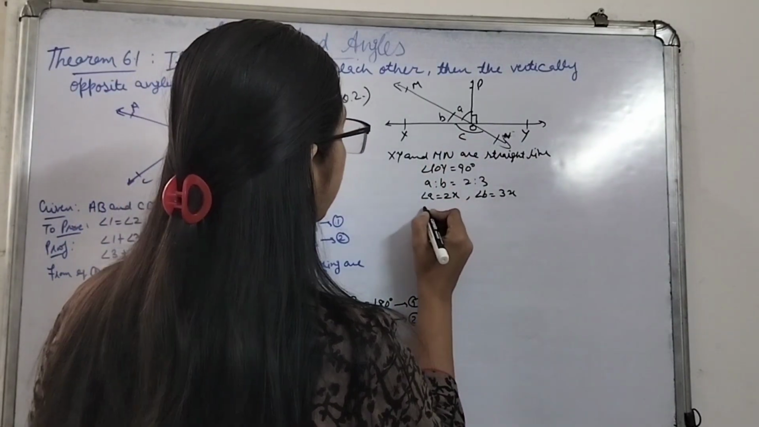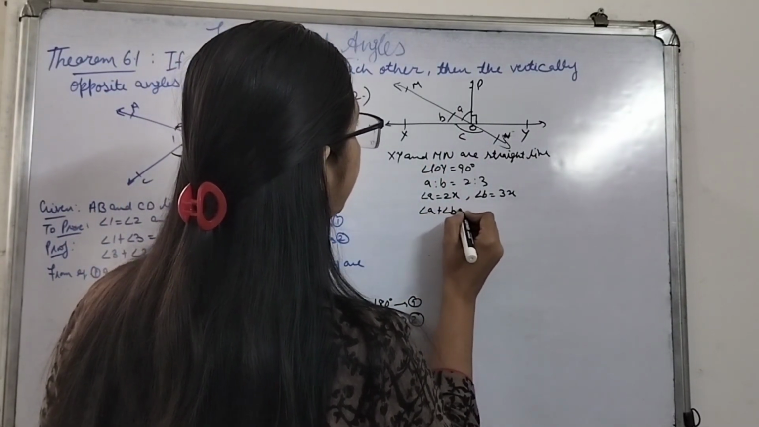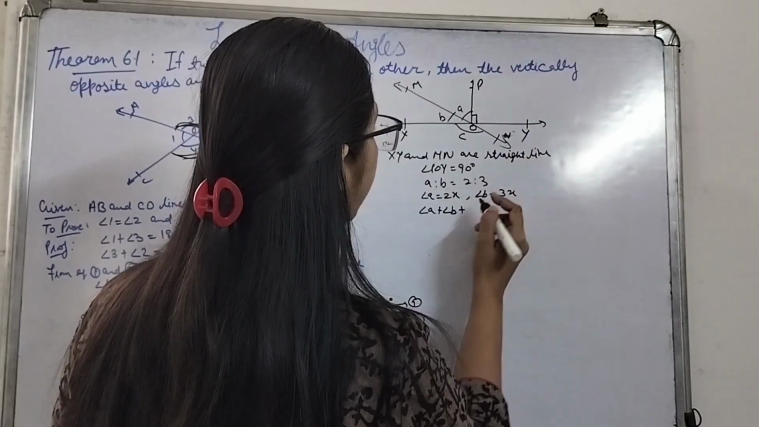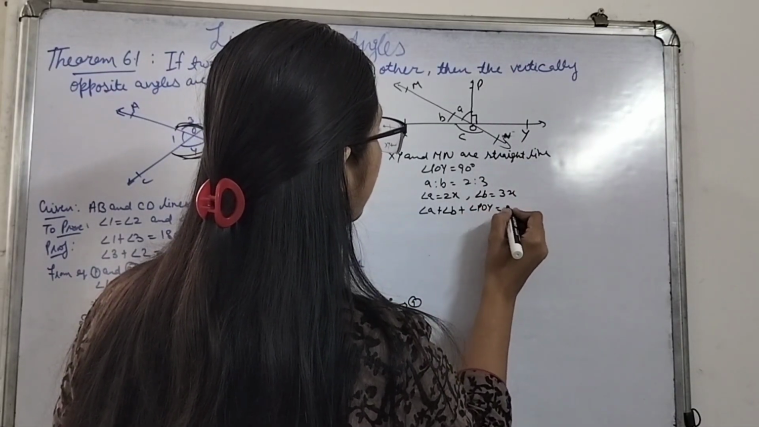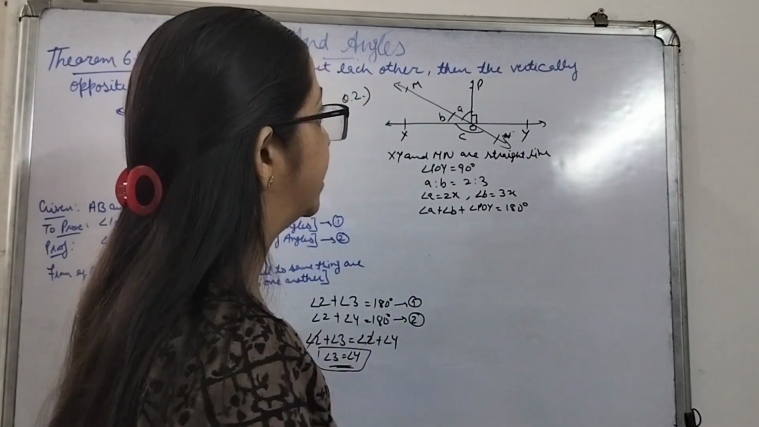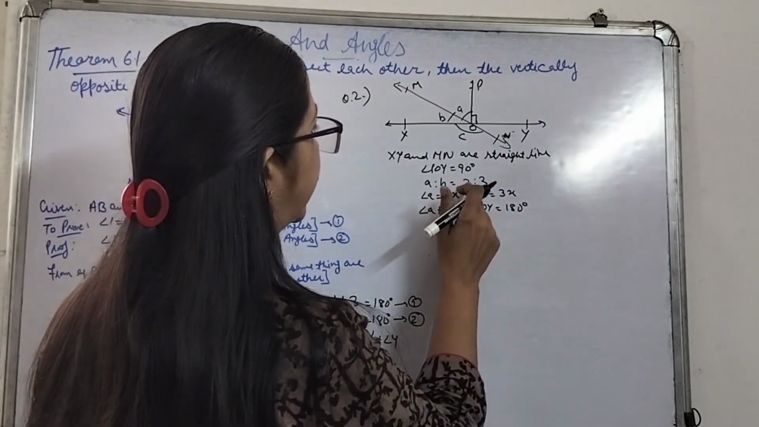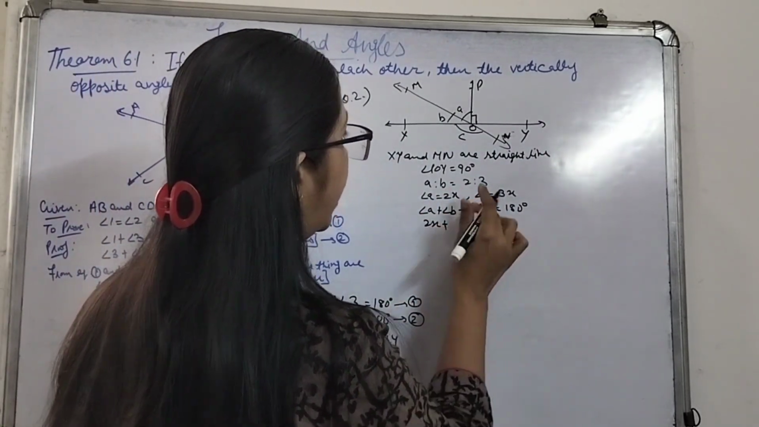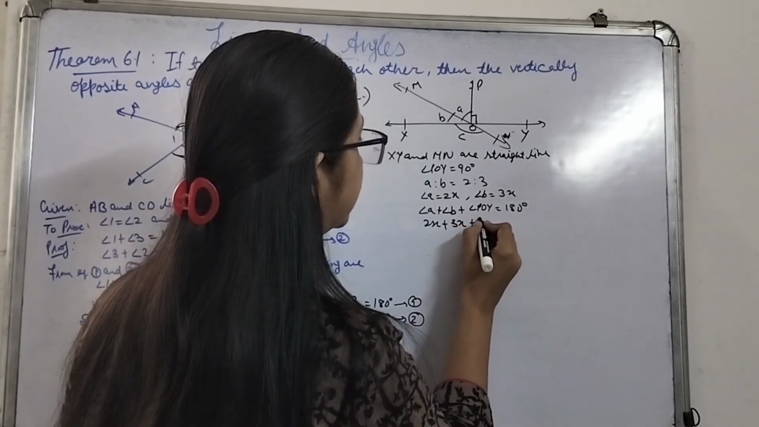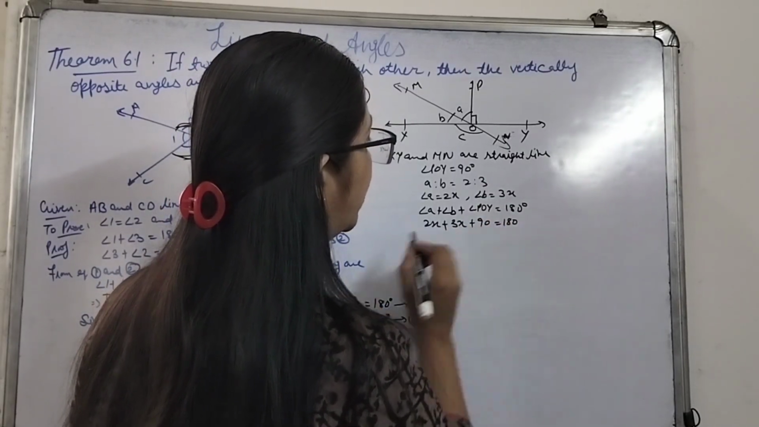So we can take angle A plus angle B plus angle POY, which is given as 90 degrees, and it is equal to 180 degrees because XY is a straight line. Now from here, angle A could be written as 2x, and angle B could be written as 3x. This 90 is equivalent to 180 degrees.